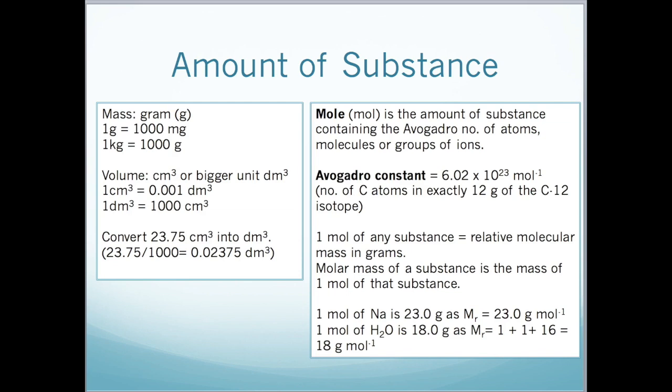So 1 mole of any substance equals the relative molecular mass in grams, and the molar mass of a substance is the mass of 1 mole of that substance. So for example, 1 mole of sodium is 23 grams, and so the molar mass is 23 grams per mole. The same goes for a compound. For example, water: 1 mole of H2O is 18 grams because 16 is oxygen and we have 2 hydrogens, so it's 2 times 1. 16 plus 2 is 18, so that's how much 1 mole of water weighs.